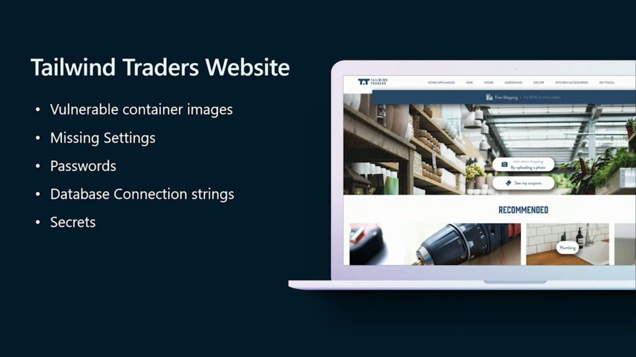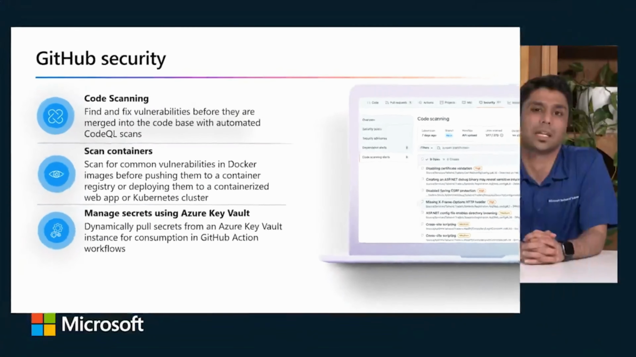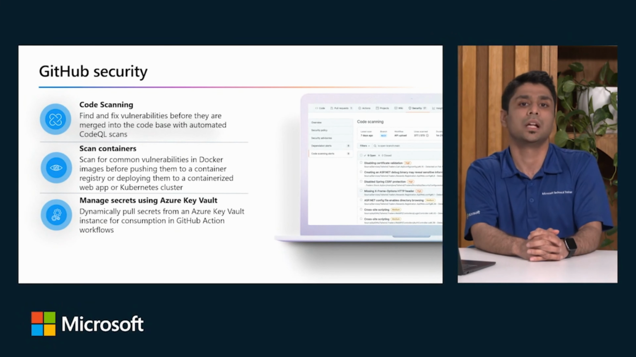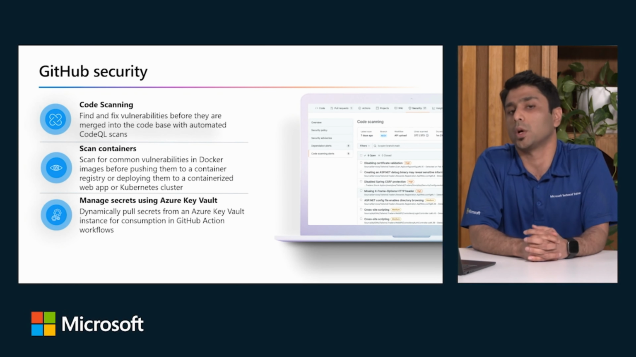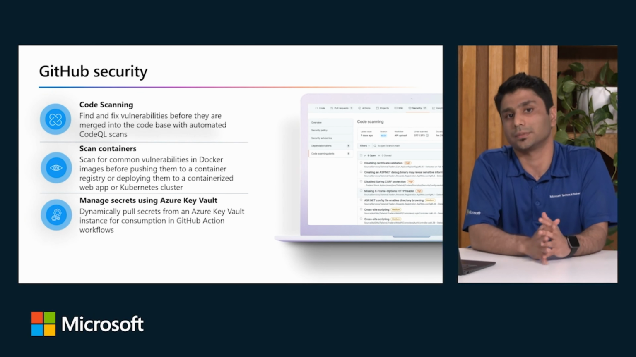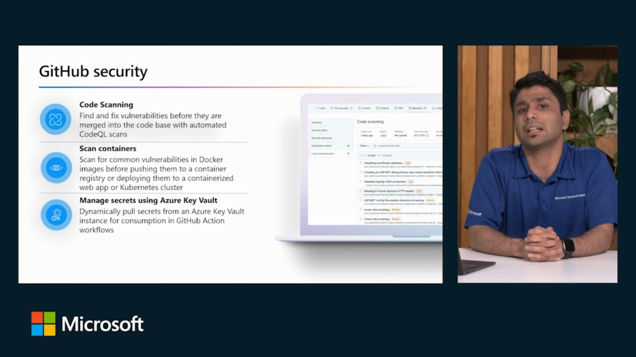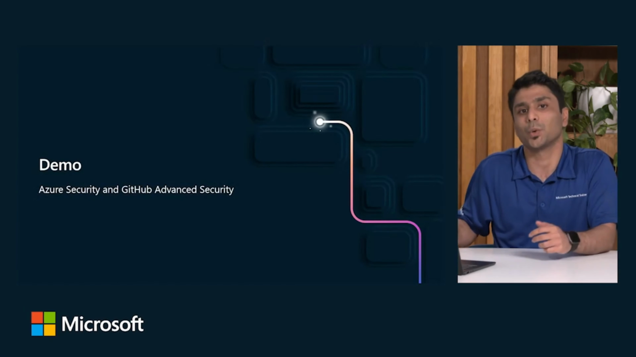What do we do? Now we know GitHub's advanced security can help us in a few ways. It has code scanning to help us with code quality checks enabled by CodeQL. It also helps us to scan common vulnerabilities in Docker images before pushing them to a container registry or deploying to a Kubernetes cluster. We'll take another look at containers and Kubernetes later. Now that you can't commit any secrets into the repo, you can manage secrets in a cloud-based service like Azure Key Vault, which can be pulled into your workflow very easily. Now it's time for a quick demo.